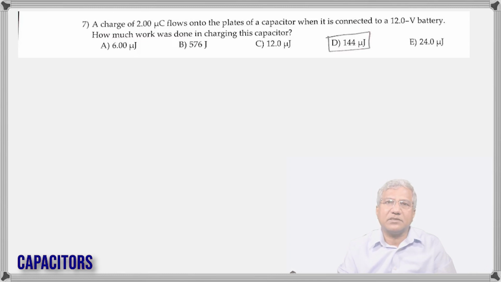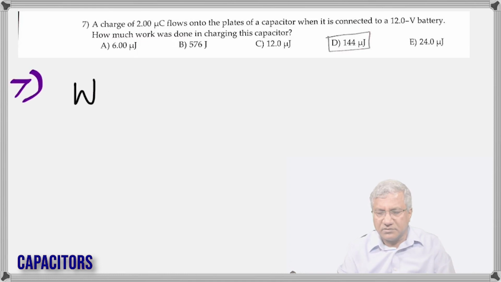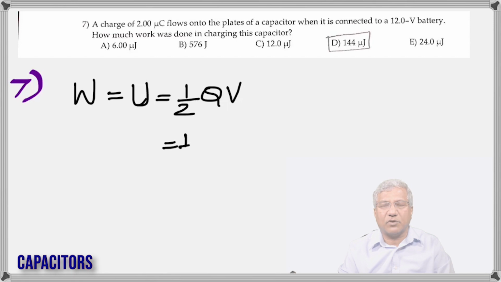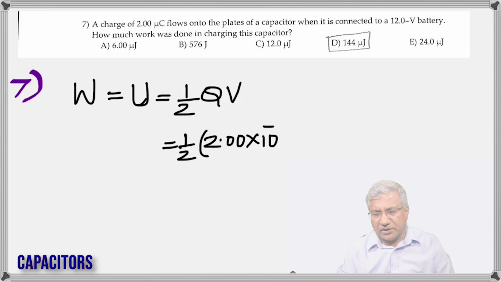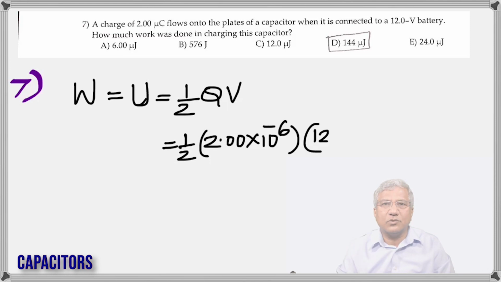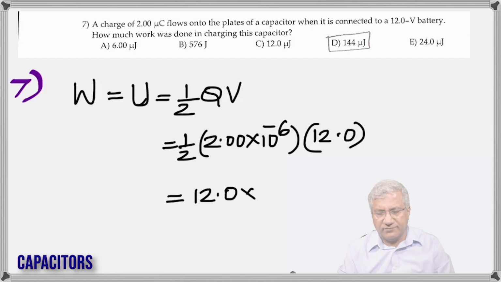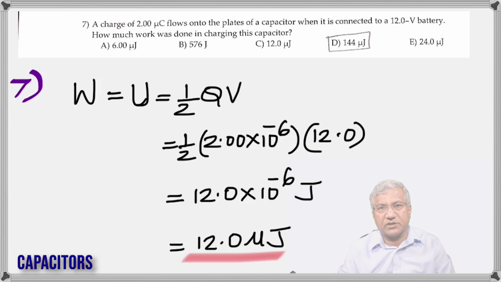The work done in charging the capacitor is nothing but energy. So in other words, you have to find the energy of this capacitor. Work done is energy, potential energy, which is 1/2 Q times the voltage. Remember, there are 3 formulas. Use the one that is applicable at that point. In this case, charge is 2 micro. That's why it's 2 times 10 to the negative 6. The voltage is 12. So when you do that, you're going to get 12.0 times 10 to the negative 6 joules, which is actually 12.0 microjoules. That's the next one.